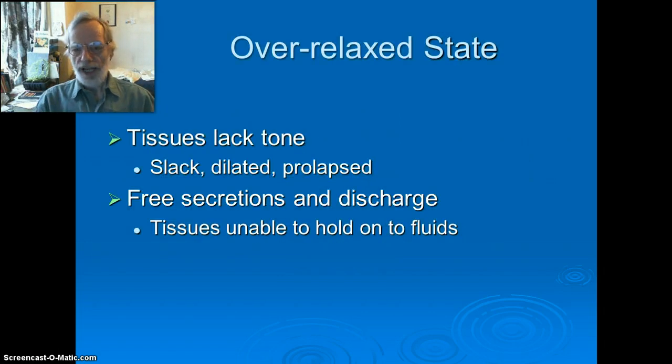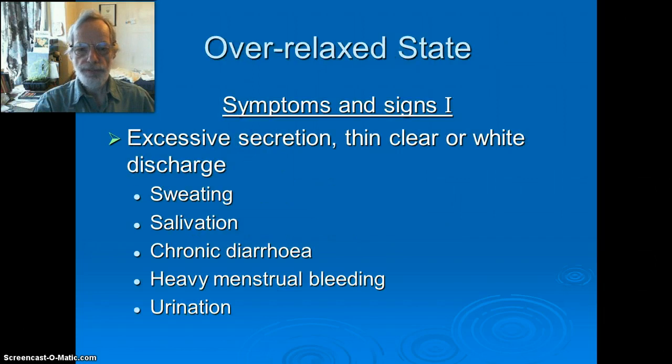So in the over-relaxed state, a patient's tissues lack tone. The organs are slack, dilated, prolapsed, or can be. There is free secretion and discharge. The tissues are unable to hold on to fluids. The symptoms and signs include excessive secretion, as we've suggested, thin, clear or white discharge, excessive sweating, excessive salivation, chronic diarrhea, heavy menstrual bleeding, excessive urination.